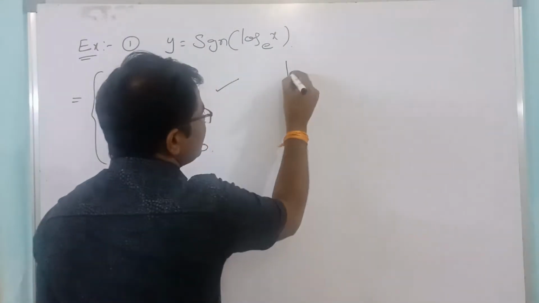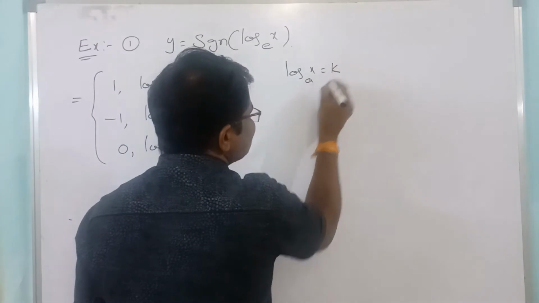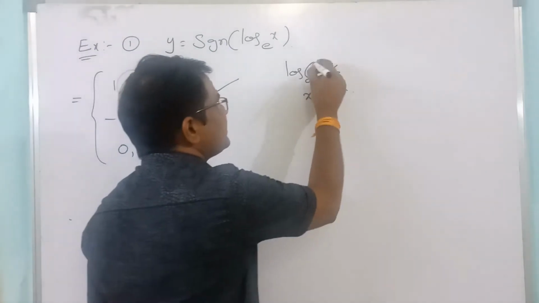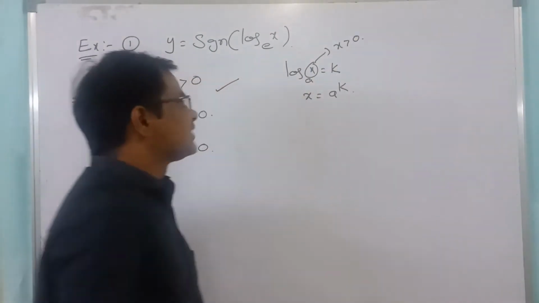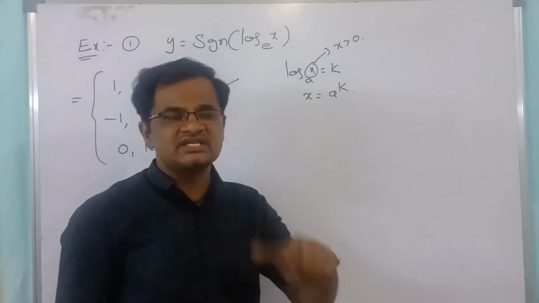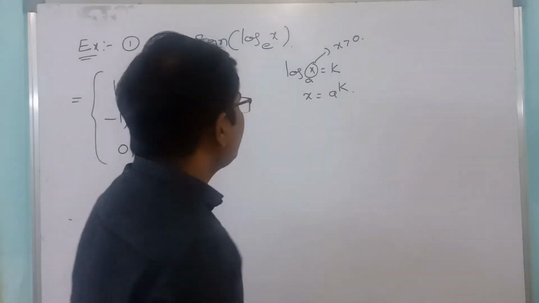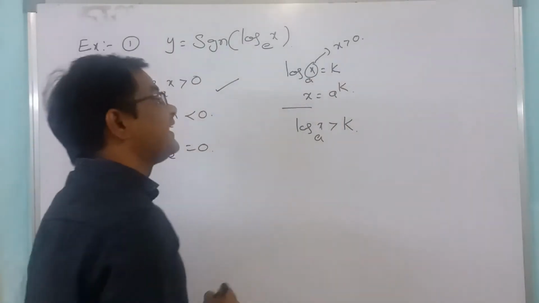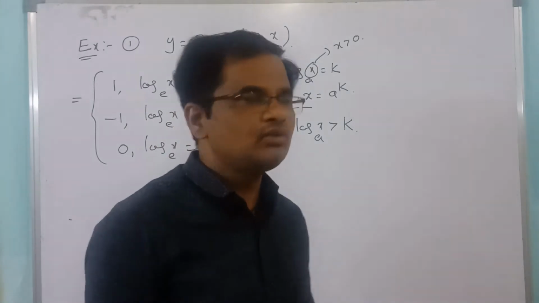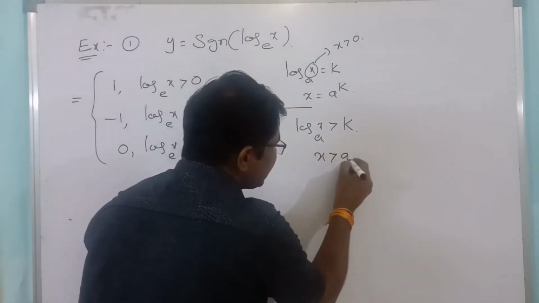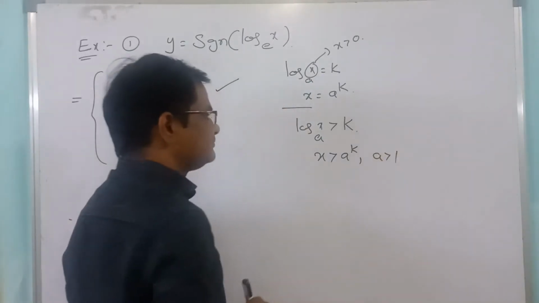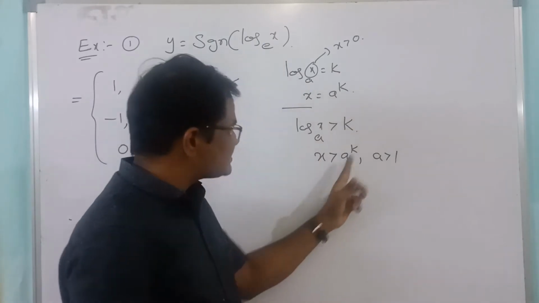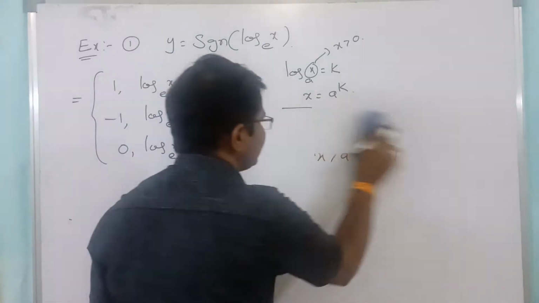So if log x to the base a equals k, then x equals a power k. Here x is greater than 0, and a is also greater than 0 and not equal to 1. Now suppose the inequality is given: log x to the base a greater than k. How do we write it? x is greater than a power k whenever a is greater than 1. Suppose log x to the base a less than k, then x is less than a power k. That is how we have to write it.